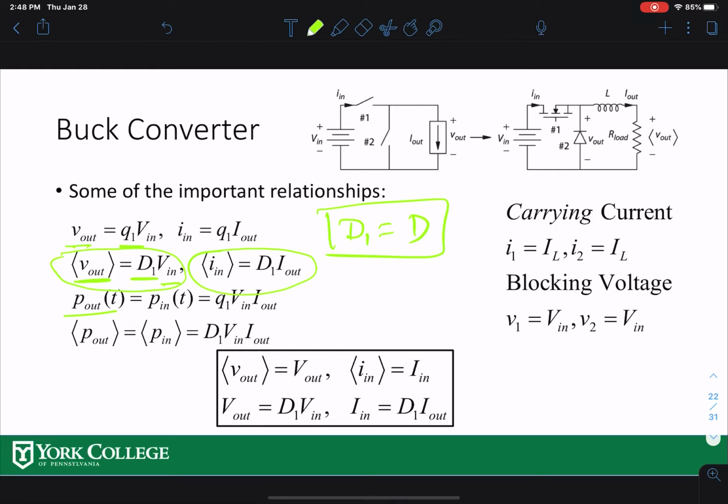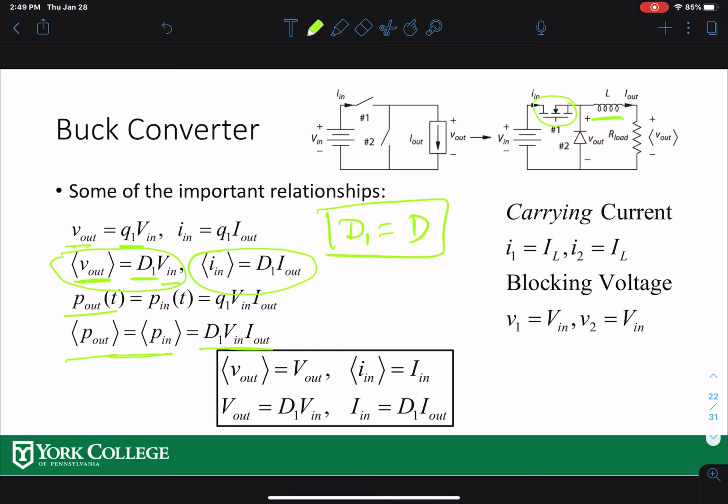Then you can find the P out and P in, which should be equal to each other. That means D1 V in equals I out times V out, input power equals output power. Now, looking over here, this part carries the output current, so your inductor should be rated for the output current, right?